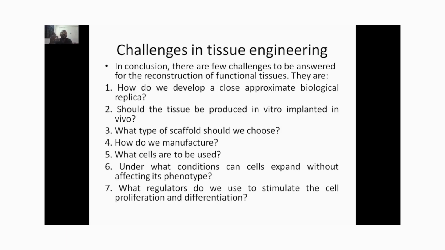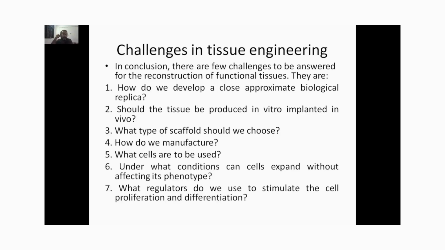Next, should the tissue be produced in vitro, or implanted in vivo? That means whatever tissue has been produced in the laboratory, that is in vitro, is implanted in vivo, that means you produce it in the laboratory and then implant it in the human being. Usually we do these two techniques separately, either in vitro in the lab or in vivo. But here you need to grow it here and then implant it there. That is also a challenging task.